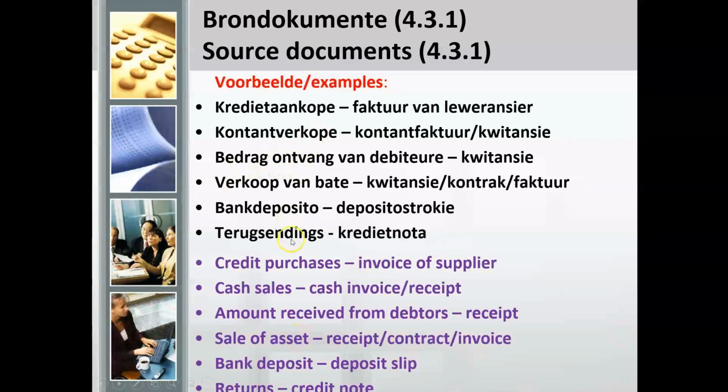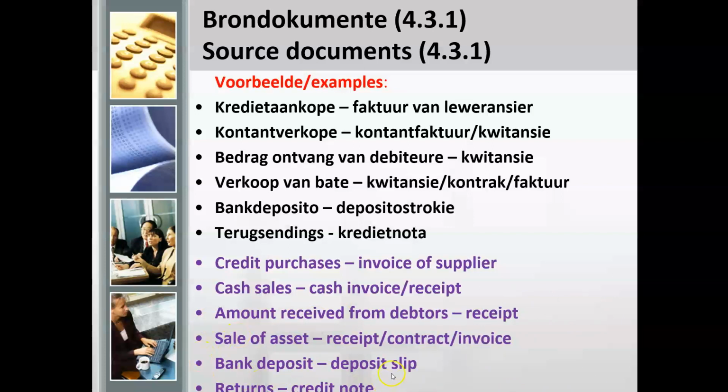Good. Source documents. Credit purchases, already you know that's the invoice that we received from the supplier, so we will have the original. Cash sales, now for that we can have either a cash invoice or cash receipt or both. When a debtor comes and pays his account, we will probably issue to him a receipt, so we will have the duplicate of the receipt. When we sell an asset, there could be a receipt for the money that we've received for that asset. There could be a sales contract, there could be an invoice. Either one of those could be an indication that there was a sale of an asset.